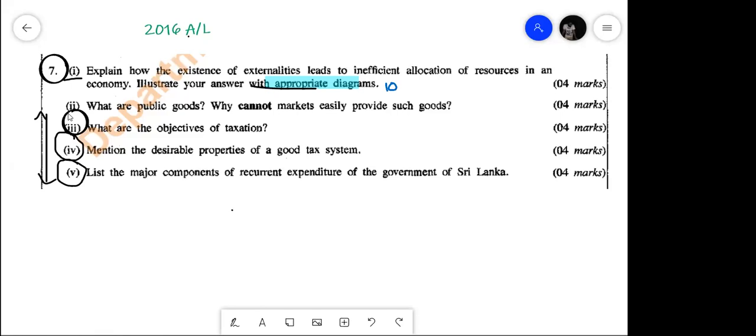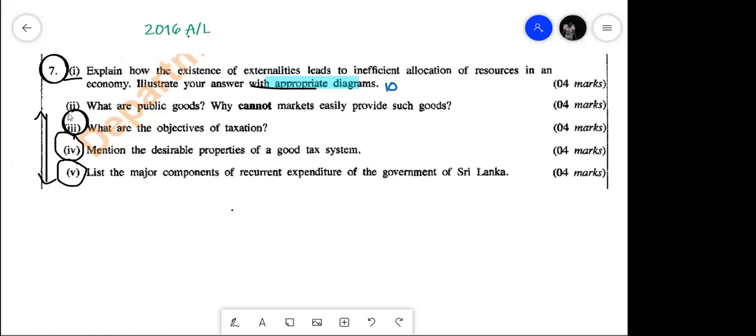Because they can't charge a price, given that these goods are non-excludable. Non-excludable means even though you don't pay a price, you might not be able to exclude this person. You might not be able to make sure that this person does not get that good. So because it is non-excludable, people can't charge a price.